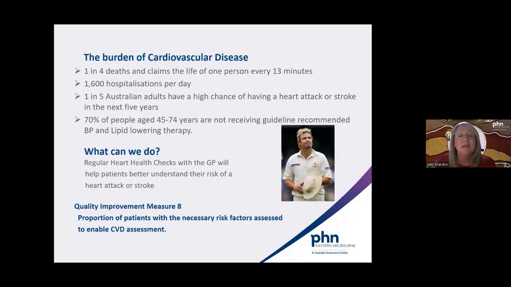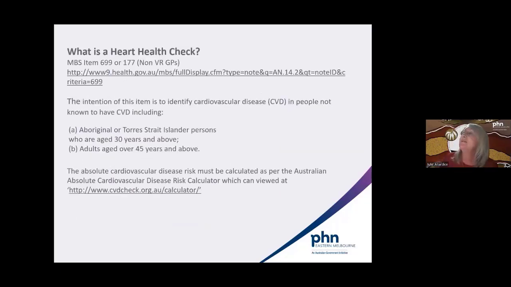So what we can do is try to perform regular heart health checks with your GP to help patients better understand the risk of heart attack or stroke. Here is the link to the descriptor for the Heart Health Check, and always remember to check the descriptor for patient eligibility. So the intention of the 699, the heart health check, is to identify cardiovascular disease in people not known to have CVD. And this can be done for Aboriginal and Torres Strait Islander persons 30 years and over, and for all adults 45 years and above.